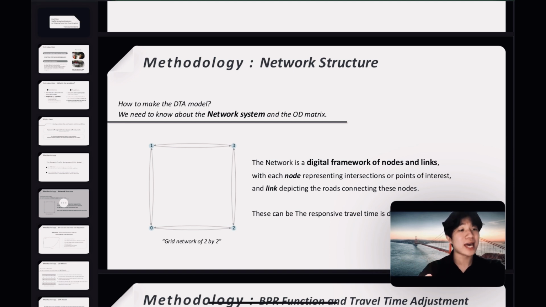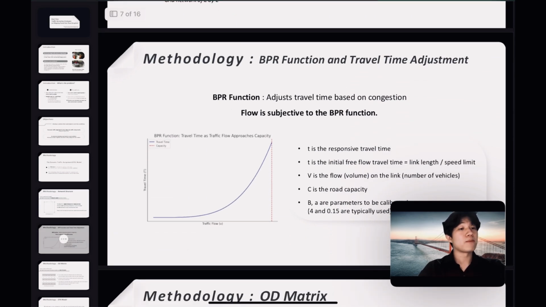Let's talk about how we calculate travel times on these roads, especially as traffic increases. The BPR function is the one. This is a formula that calculates how much longer it takes to travel on roads as they become more congested. Now we know what a BPR function is.